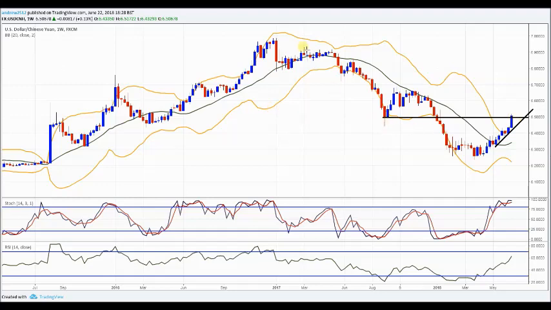So 850 I think is pretty significant. We will be going up to here. I'll explain my logic in a moment when we're on the daily chart. And we could even go way beyond this level, which I'll also explain later. Right, that's the weekly chart. Now let's go and take a look at the daily chart.